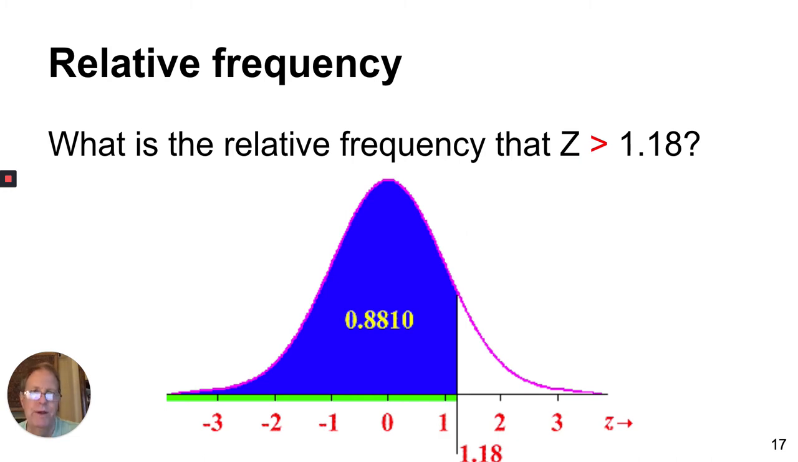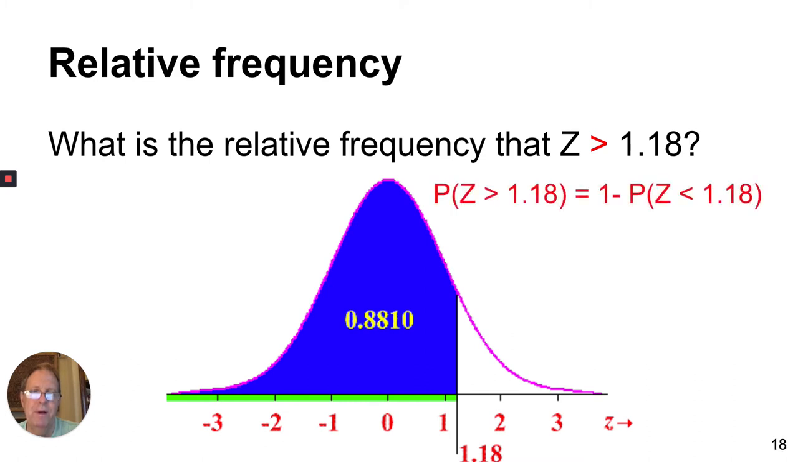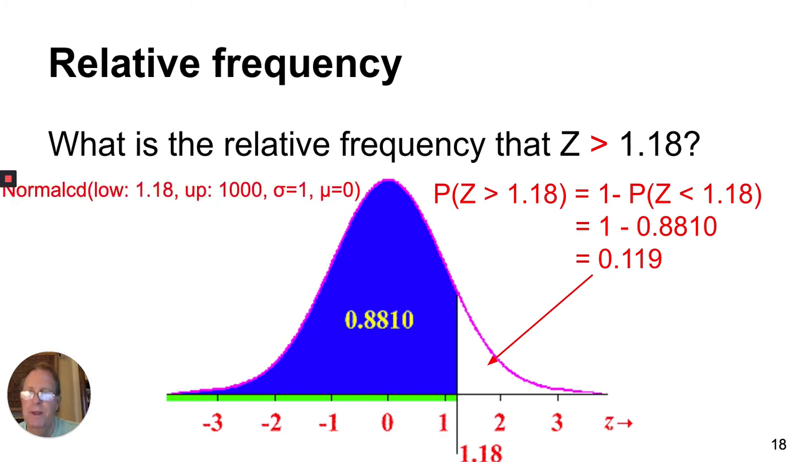So let's go back here, I went too fast. Okay, what is the relative frequency of getting a Z greater than 1.18? Well, remember, the total area under the curve is 1. So I can say that the probability of getting a Z greater than 1.18 is 1 minus the probability of getting a Z less than 1.18. So that's 1 minus 0.8810, and that area right there shaded in white is 0.119. Okay, here's my calculator notation for getting that probability.